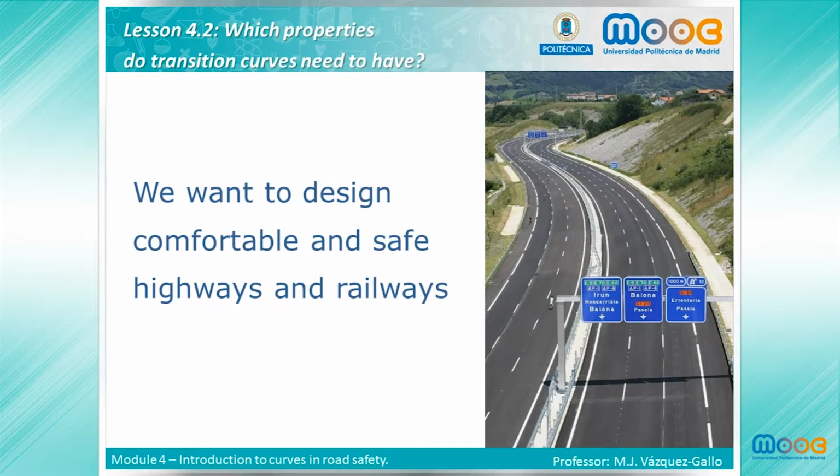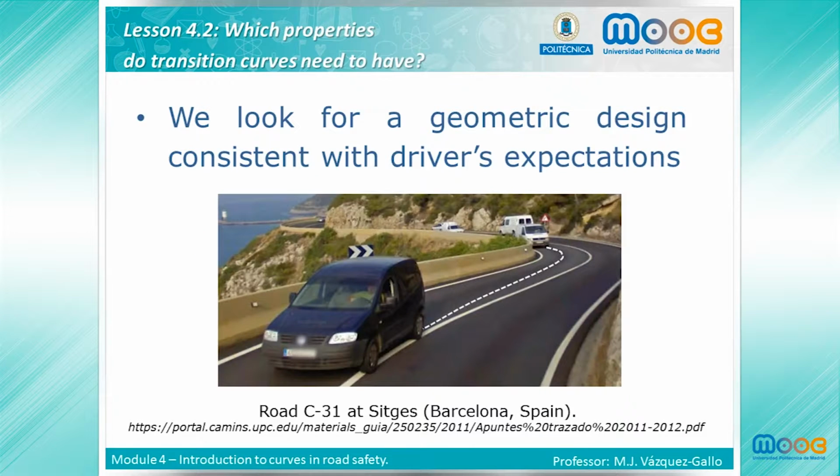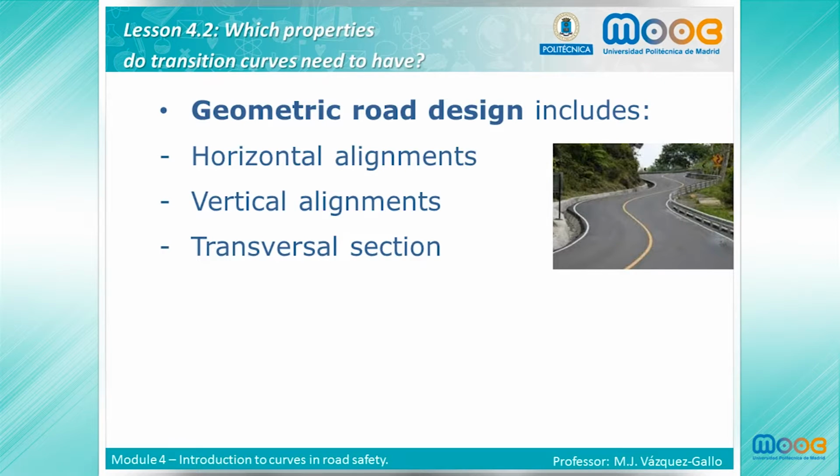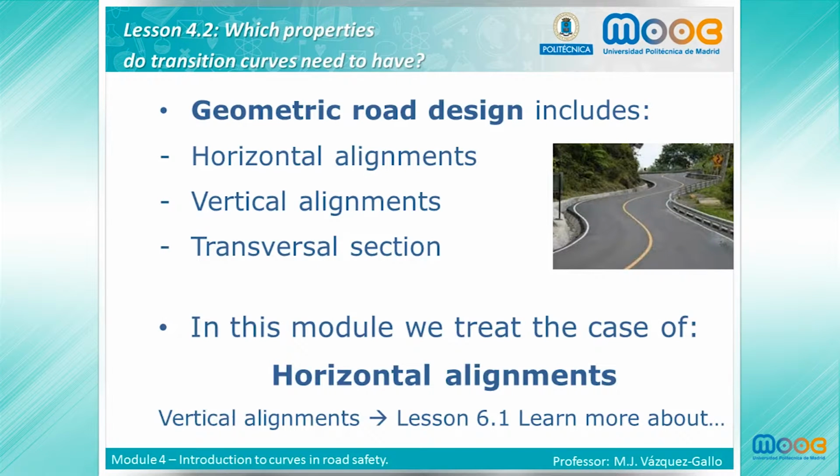Remember, our problem was to design comfortable and safe highways and railways. To do that, we look for geometric design consistent with drivers' expectations. Geometric road design comprises horizontal and vertical alignments besides the transversal section. Our problem deals with horizontal alignments, but we also treat the case of vertical alignments in Lesson 6.1.